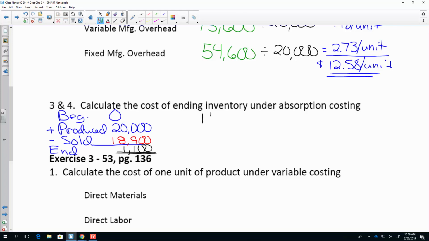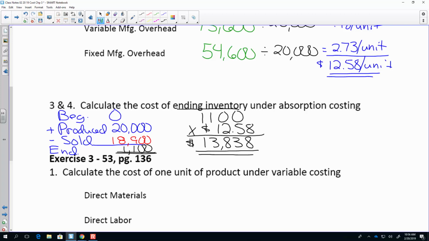So I'm going to take 1,100 times what? Times the 12.58. To get the value of ending inventory under the absorption method. Absorption is the GAAP requirement, right? How much cost do I have here? $13,838.